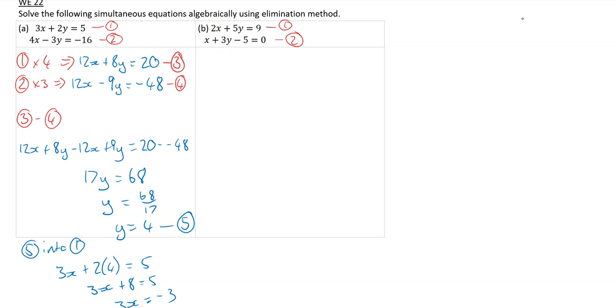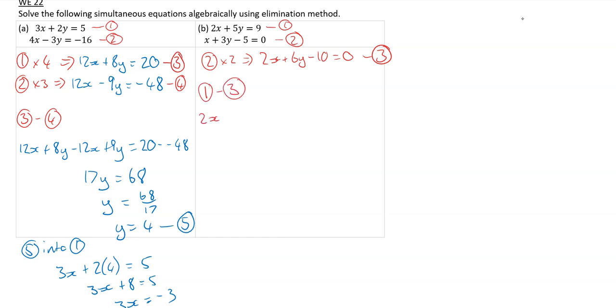So I've got equation 1, that's fine. I'm going to go equation 2 times 2, which would give me 2x plus 6y minus 10 equaling 0. And let's call that equation 3. And then let's go equation 1 minus 3, and see what happens.